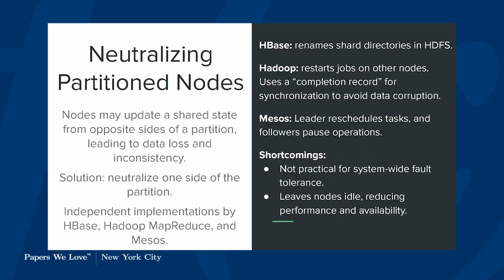And our final one is neutralizing partition nodes. So nodes may update a shared state from opposite sides of a partition. For example, there's some node that contains a database, and then both sides of the partition are updating that database. You might end up with either data loss or an inconsistent state. So, if that's possible, you want to be able to neutralize one side of it so that they don't perform any of these operations. These are all independent implementations created by HBase, Hadoop, MapReduce, and Mesos.